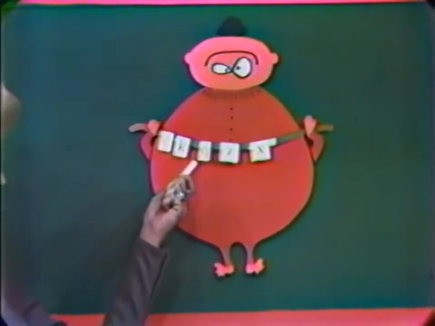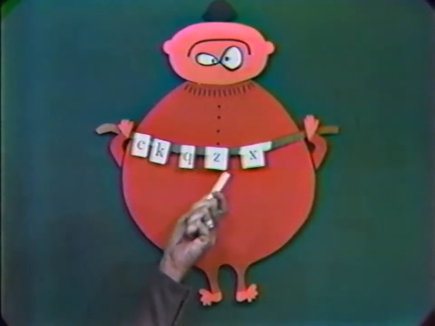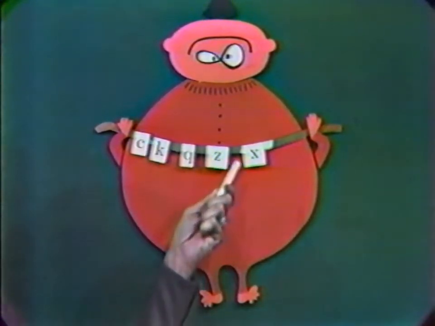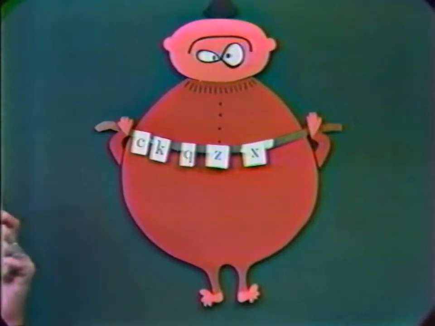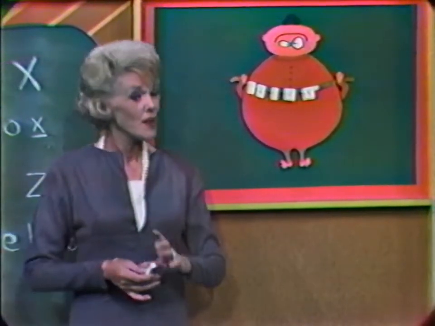Today we learned the letters Q as in queen, quick queen, Z as in zebra, and X as in box. Now see how many Q's and Z's and X's and C's and K's you can find in the newspaper or a magazine. Cut them out, paste them on cards so you have letter cards to keep, and I'll see you tomorrow.